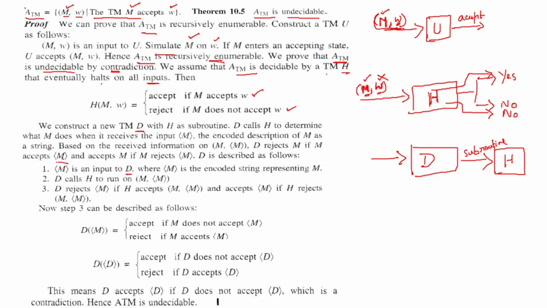The encoded format of M is fed as an input to D, and using the subroutine, the Turing machine H has to run the Turing machine M. The H makes use of M and W, right? But now what I am going to pass is M, and W is nothing but the encoded format of M. So I am simulating a Turing machine M, and the input I am going to pass to M is the encoded format of M itself.